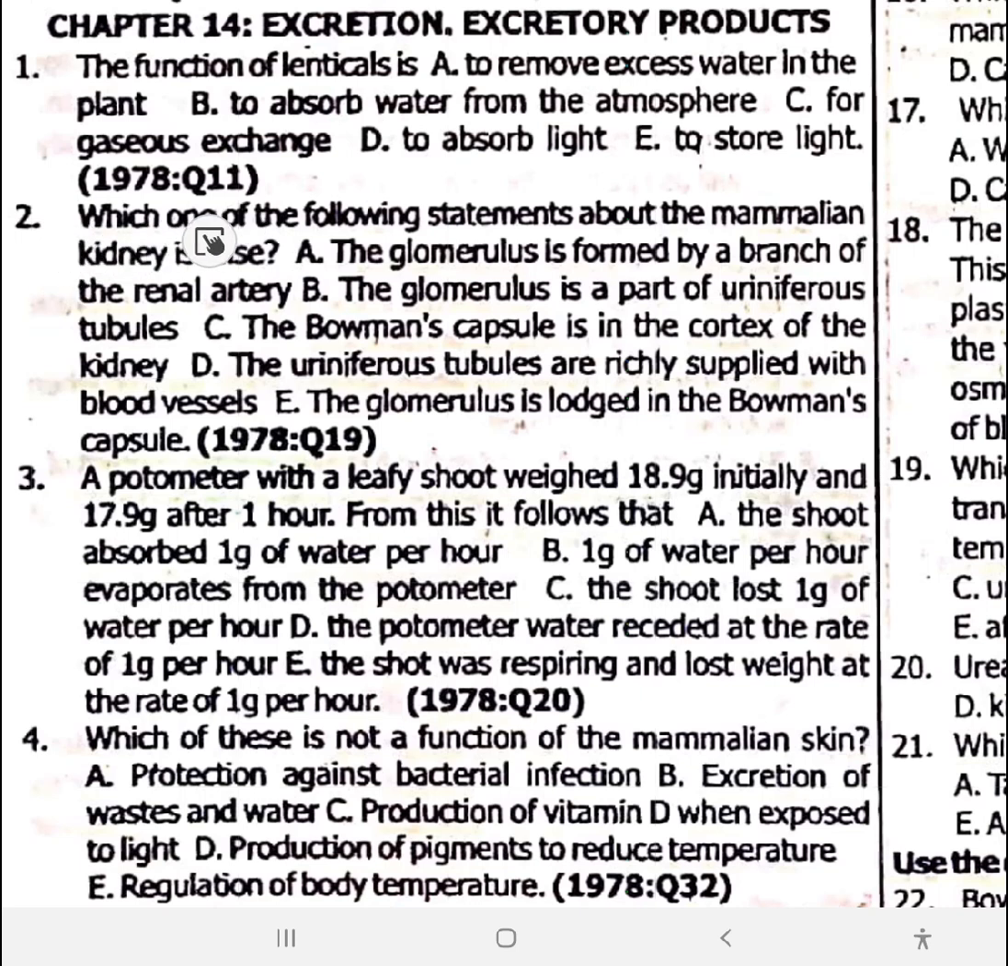Two, which one of the following statements about the mammalian kidney is false? They say the glomerulus is part of the uriniferous tubules. Option B is wrong. It's not part of it. The glomerulus is not part of the nephron.